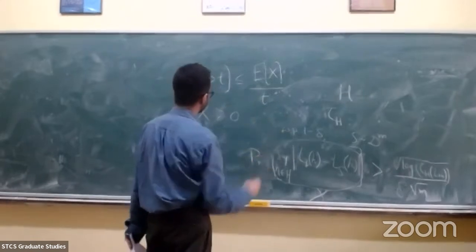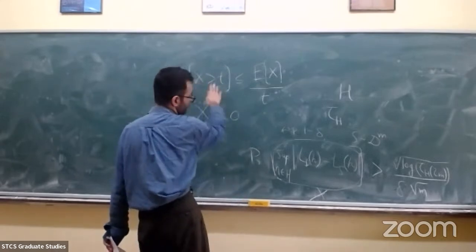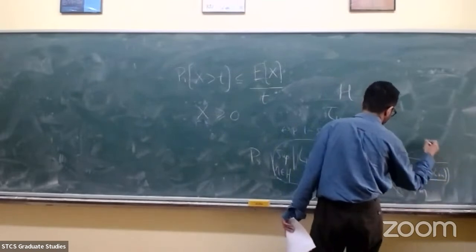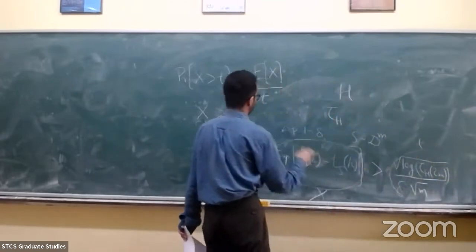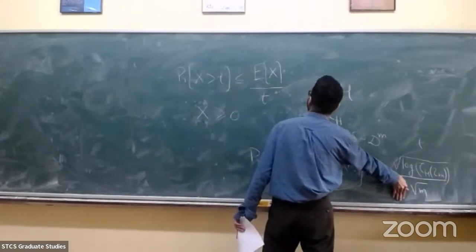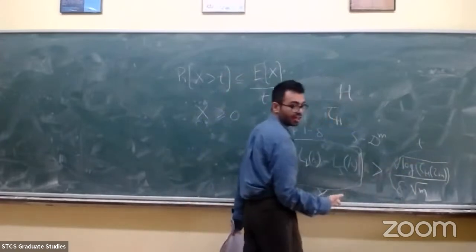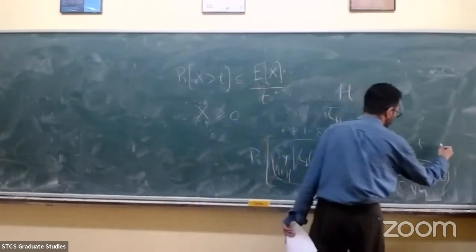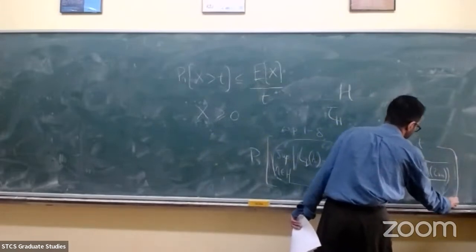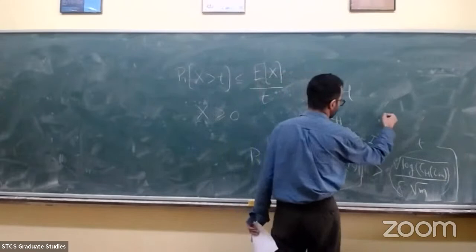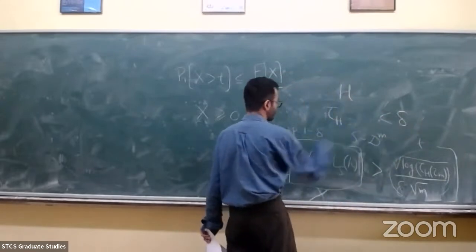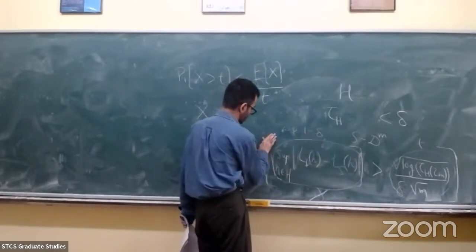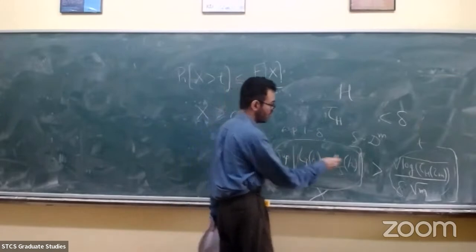Okay, so just use that, right? The probability that X is more than t, this thing here, is at most the expectation, which was this thing, divided by t, which is this whole thing. So the probability that this event happens is small. This event happens with probability less than delta. So this probability is smaller than delta, and so with probability at least one minus delta, this thing here is actually smaller than that.